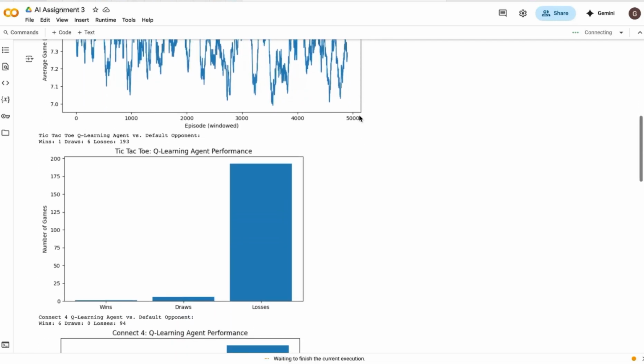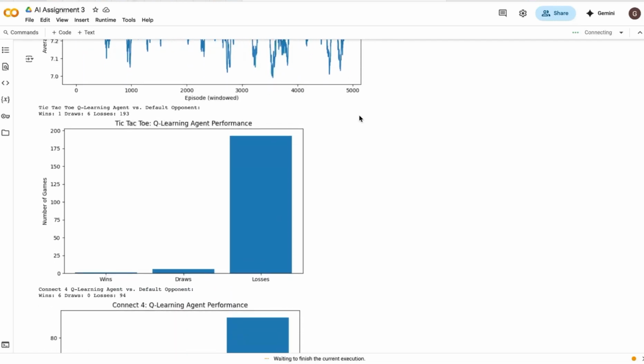Graph 5 is a bar chart, and it shows performance outcomes when the Q-learning agent plays against the default opponent in tic-tac-toe over 200 games. The bars represent wins, draws, and losses. A higher win count indicates the agent has effectively learned to outperform the rule-based opponent.